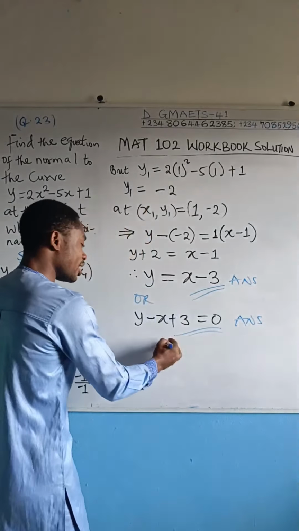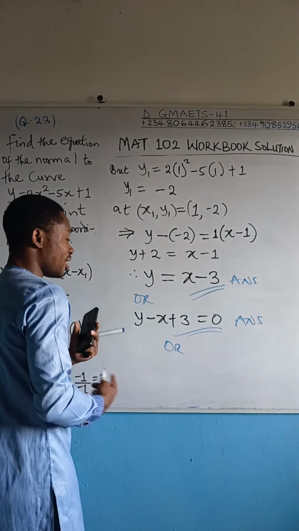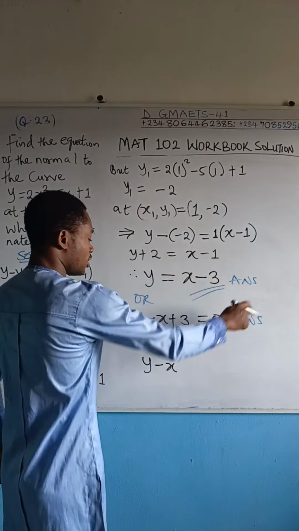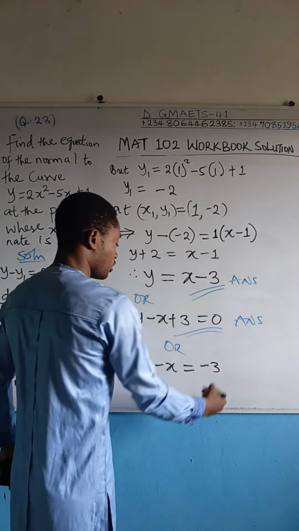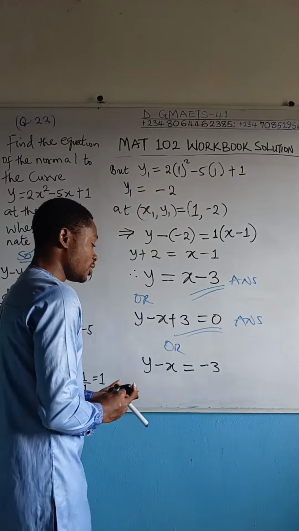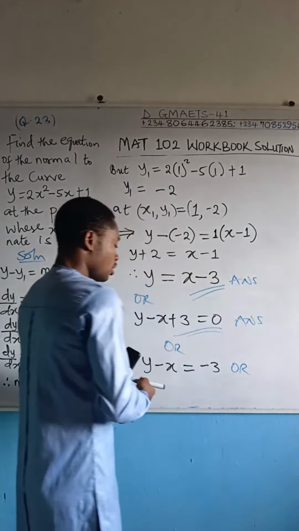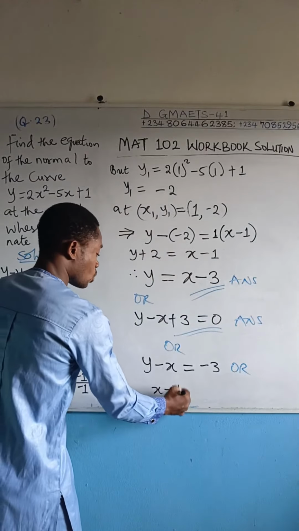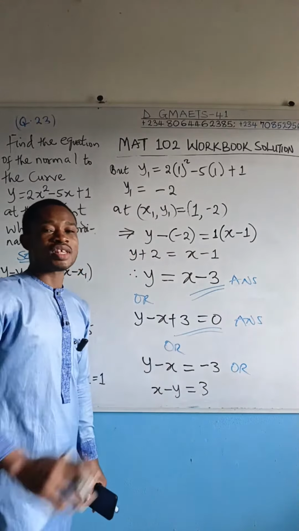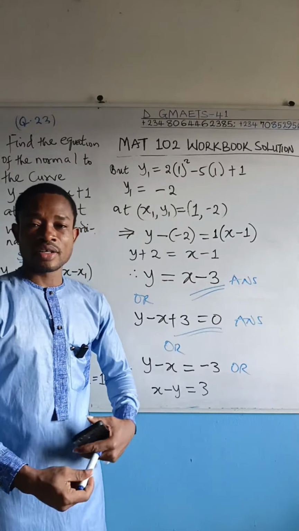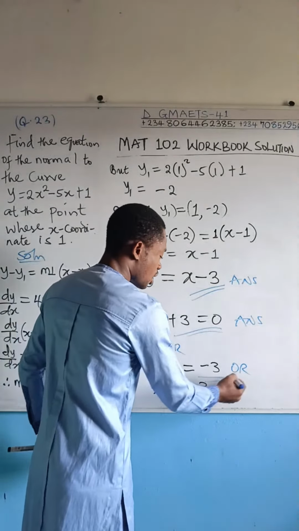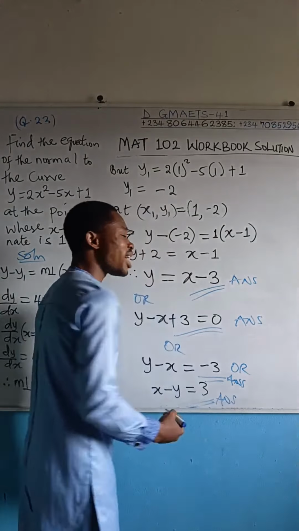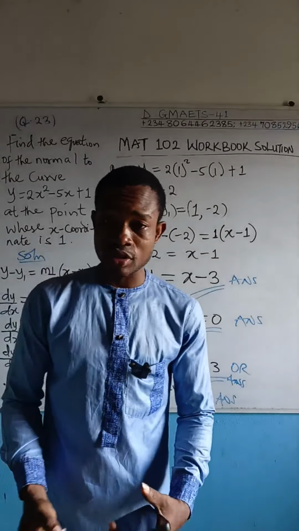But like I said, let's also look at this. We could rewrite the result as y minus x, and then 3 moves to that side, giving us minus 3. Or if I multiply all this by minus 1, we could still get this to be x minus y equal to plus 3. All these are possible solutions. Are you following, right? These are possible solutions, and this is how your examiner might give you the option.